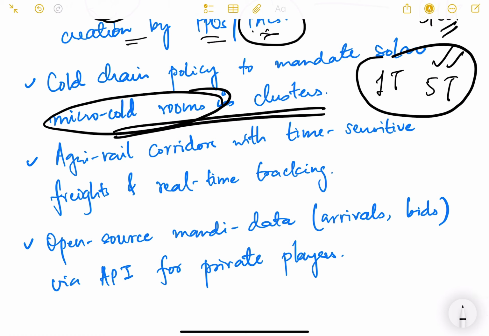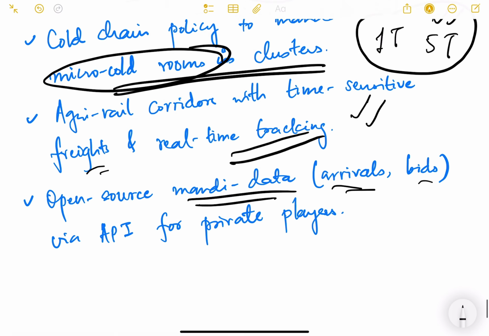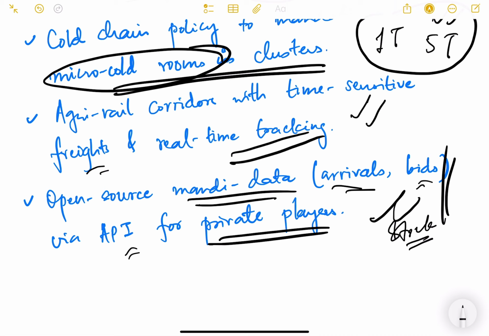Agri rail corridors with time sensitive freights and real time tracking can also be developed. But again, see, this is a big project and it will take time, okay, it needs proper planning and implementation. And open source mandi data needs to be there. Arrivals, bids via API for private players need to be there. Just as we have it for the stock market, we can see what are the various bids for the purchase and what are the various sell bids also, so that it can be seen and there can be an open market like the stock market. So these are various policy reforms that can be done when it comes to transportation and marketing of agricultural produce.